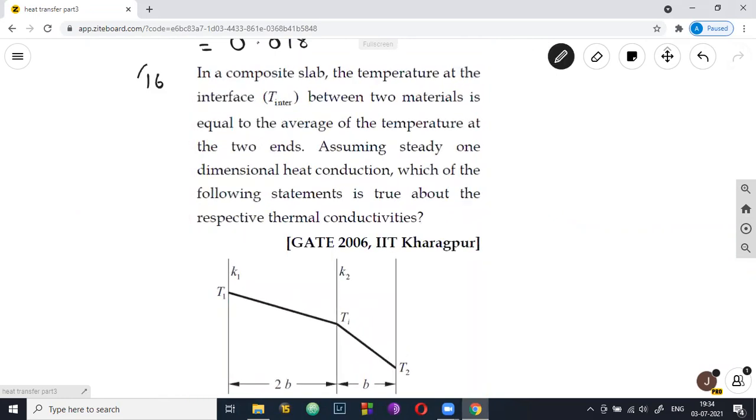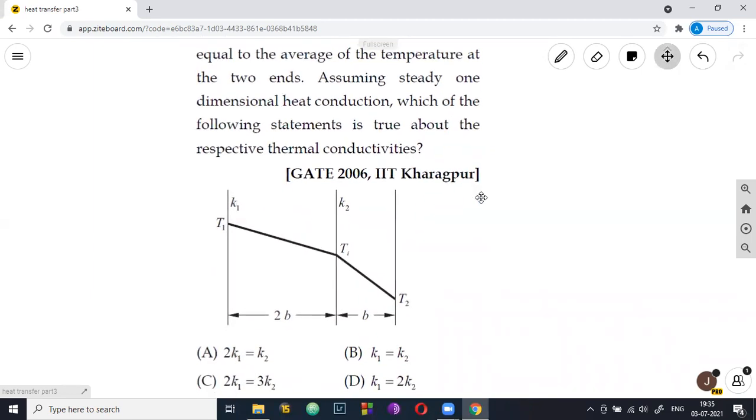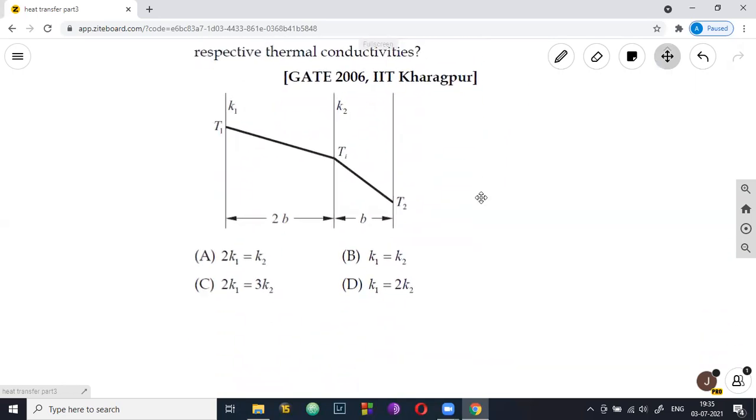So question number 60. It's a theory question. In a composite slab, the temperature at the interface between the two materials is equal to the average of the temperature at the two ends. Assuming steady one-dimensional heat conduction, which of the following statements is true about the respective thermal conductivities? 2K1 equal to K2, K1 equal to K2, 2K1 equal to 3K2, or K1 equal to 2K2.